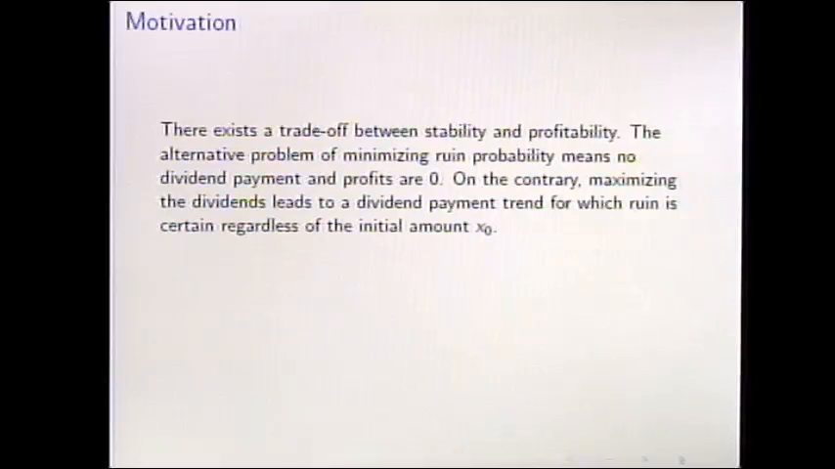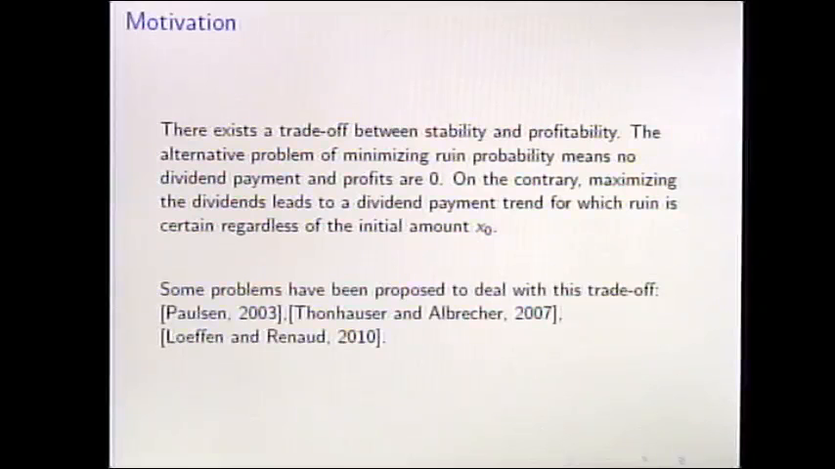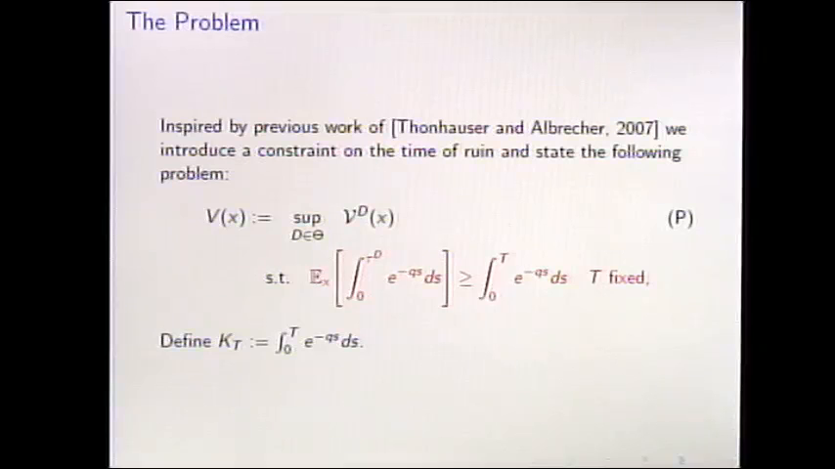So what is the motivation of imposing this constraint? There is a trade-off between the stability of the company and the profitability of the company. If we want to minimize, for example, the ruin probability, then that will lead to not paying any dividend. But if we maximize the dividend payments, then we will have a certain ruin. So the idea is to balance this trade-off, imposing a constraint. Some related work in this direction is this work by Paulsen, Thonhauser, and Albrecher. This is going to be important for us. Also Loeffen and Renaud.